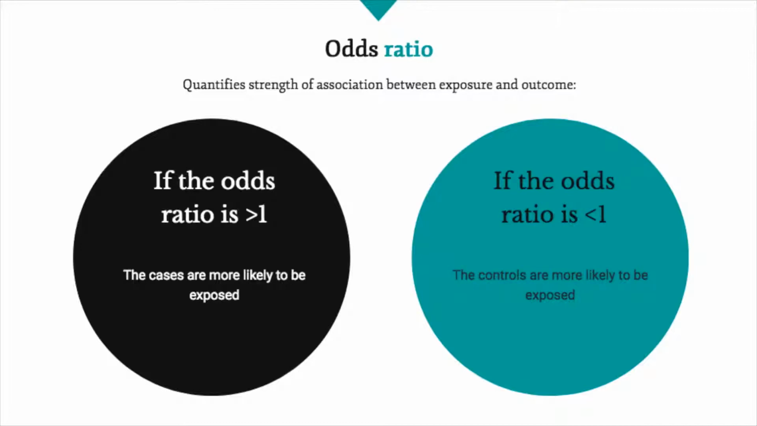If the odds ratio is greater than 1, it means that the outcome group are more likely to be exposed. The higher the number, the greater the odds. If the odds ratio is less than 1, it means that the outcome group are less likely to be exposed. The lower the number, the less likely they are to be exposed.